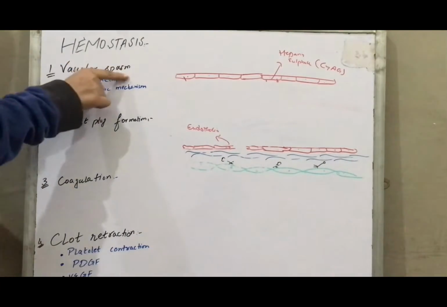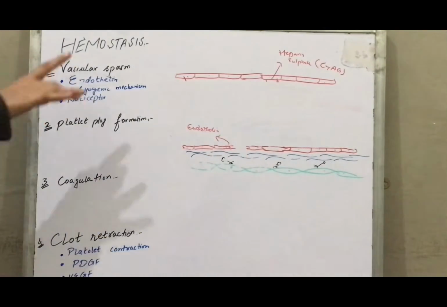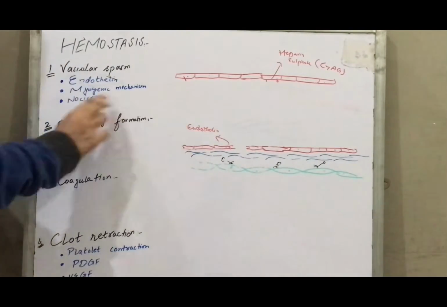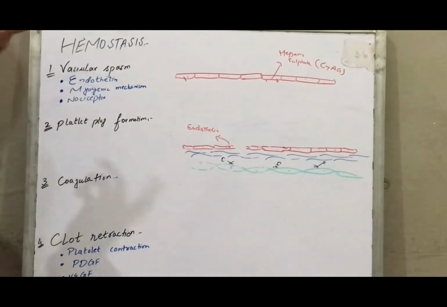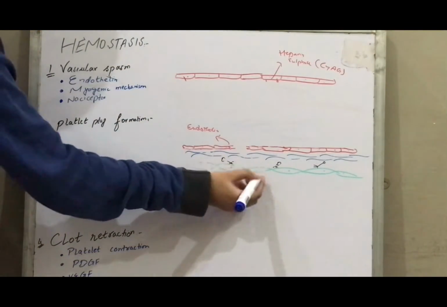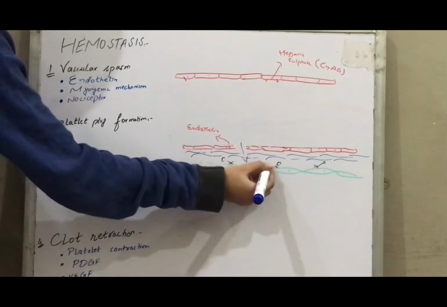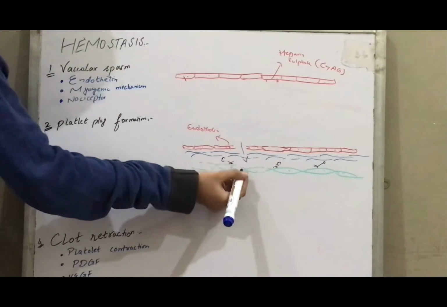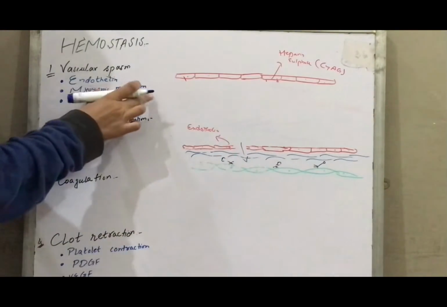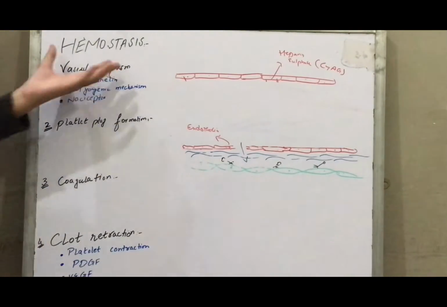So first thing that helps in vascular spasm is endothelin, which is released by our injured endothelial cells, and that helps immediate vascular spasm. Second thing is myogenic mechanism. What is myogenic mechanism? We know that here is endothelial layer, this is subendothelial layer, and what is this? This is smooth muscles. Whenever there is direct injury, there must be some myoblasts which are getting affected. So due to direct injury, there is myogenic mechanism, meaning that there is contraction of smooth muscle cells, and that helps in vascular spasm.